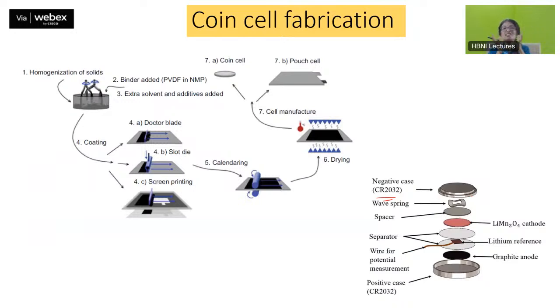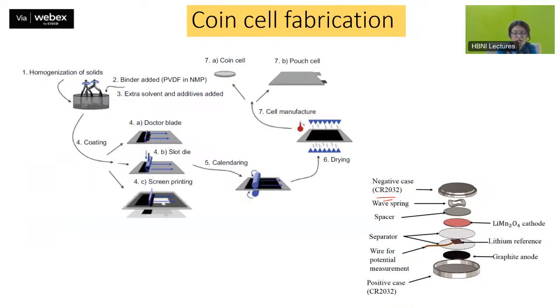Then you have something which is known as the bigger or larger variety, which is a pouch cell. For that, when you have the material, first you homogenize that particular material. You add a binder, which can be PVDF, or you can use other kinds of binders like carboxymethyl cellulose, CMC. If you are using PVDF, you will use an organic solvent like NMP, N-methylpyrrolidone. And then you have some extra solvent and additives added. Additives are mostly conductive additives like Super P or carbon black. So these kinds of conductive additives are added.